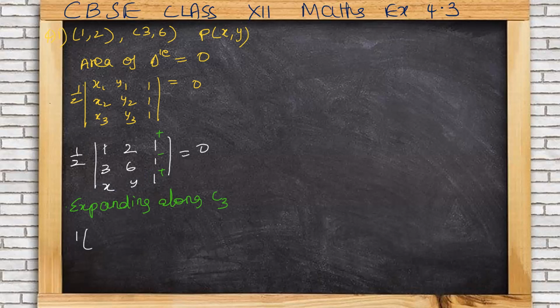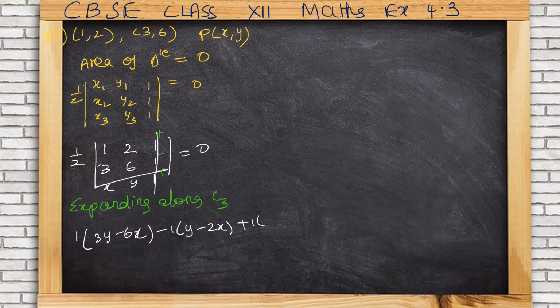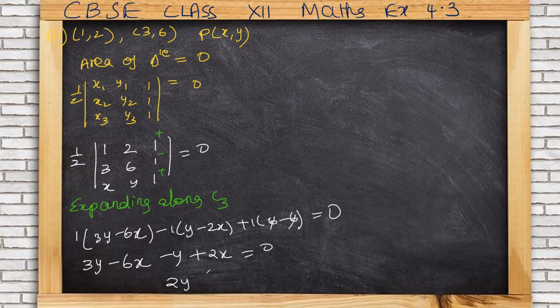So 1 into, deleting the corresponding row and column, we have 3, 6, x, y. That is 3y minus 6x. Minus 1 into, deleting the corresponding row and column, we have 1, 2, x, y. That is y minus 2x. Plus 1 into, deleting the corresponding row and column, we have 1, 2, 3, 6. That is 6 minus 6, equal to 0. So multiplying the numbers inside, 3y minus 6x minus y plus 2x. Plus 6 minus 6 will be 0. Isn't it? So we have 3y minus y, 2y, minus 6x plus 2x, it is minus 4x, equal to 0.